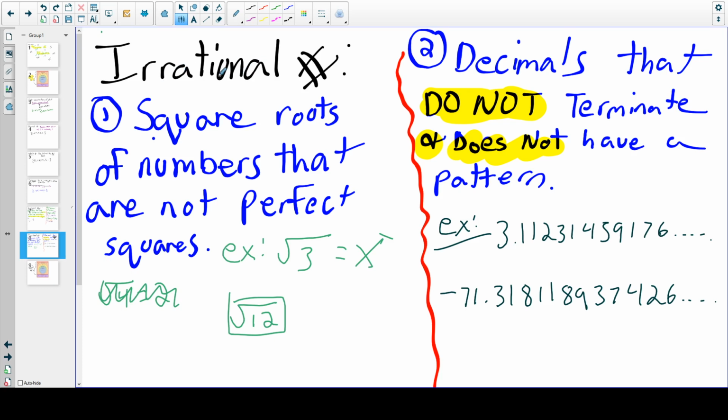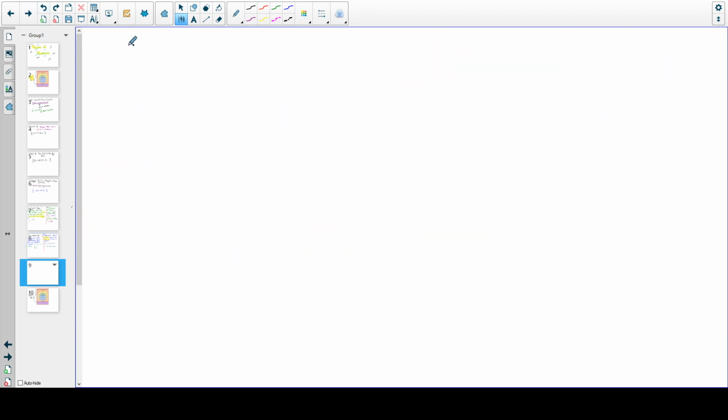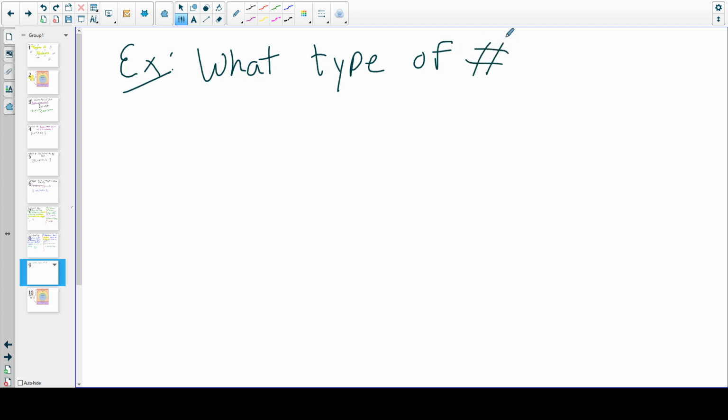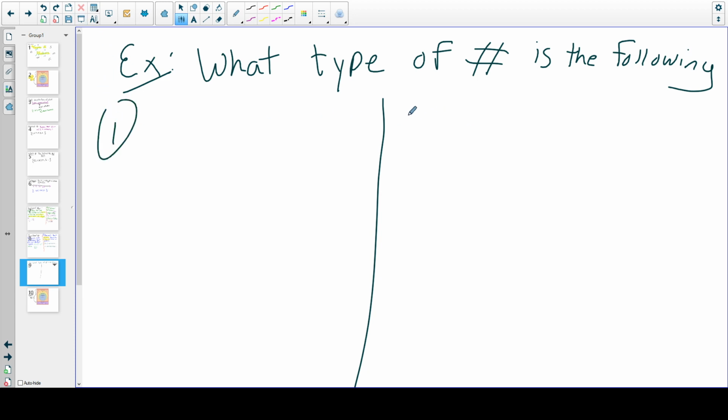And an irrational number could also be the square root of a number that's not a perfect square. And you know what? I want to give another example. So what type of number is the following? I'm going to give you two examples. So number 1 is over here, number 2 is over here. And then we're going to wrap it up.